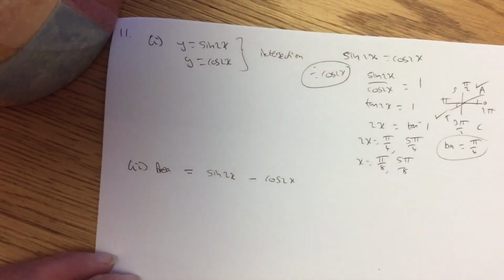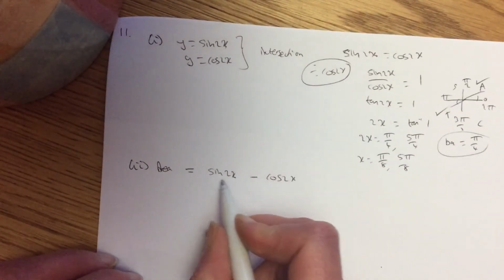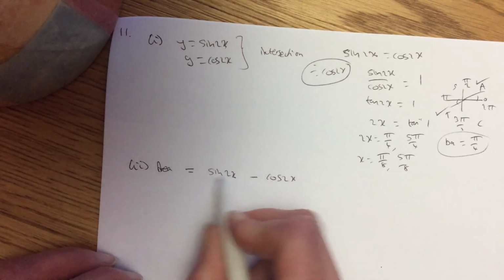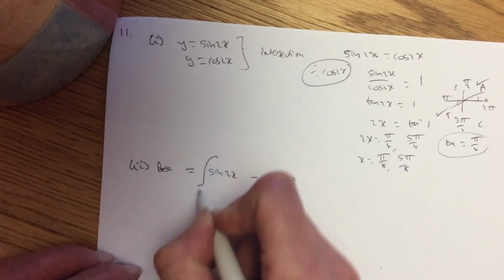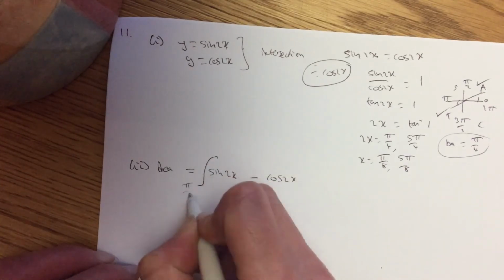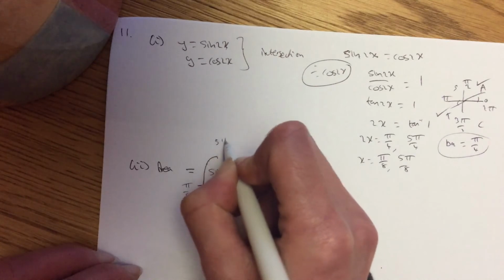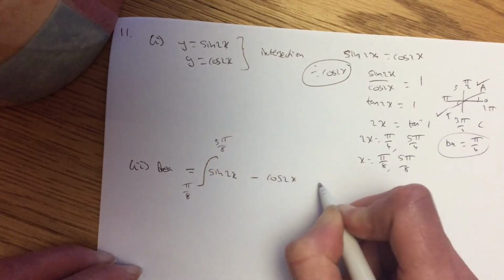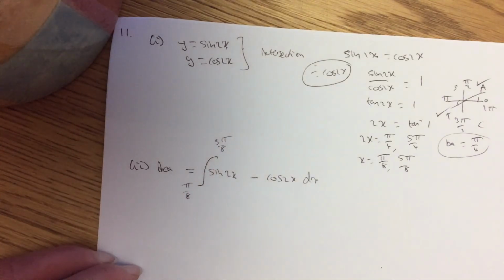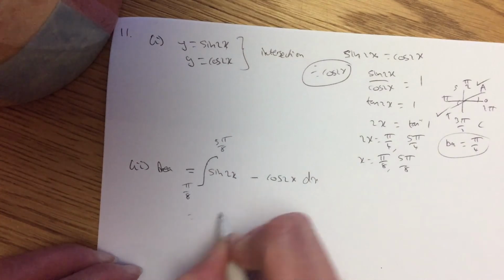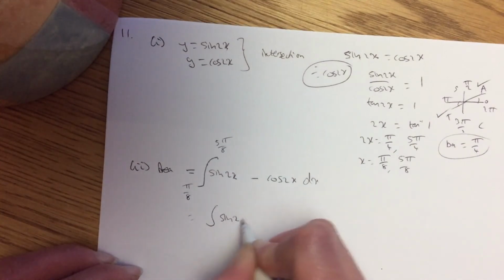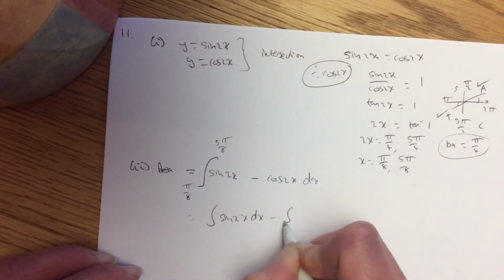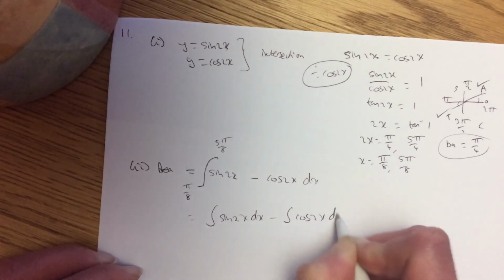Now I want the area. So it's the sine curve. If you look, you can see it intersects the axes at 0, 0. So that's how I knew it was a sine one. So the area is integrating between pi over 8 and 5 pi over 8 of these two. Now, I like to see it separate. So sine 2x dx minus cos 2x dx.